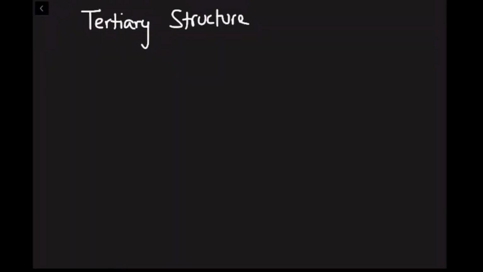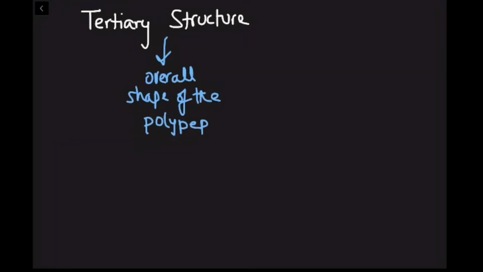The tertiary structure is the overall shape of the polypeptide. Now it gains this shape because of the bonds formed between the different side chains of the amino acids.